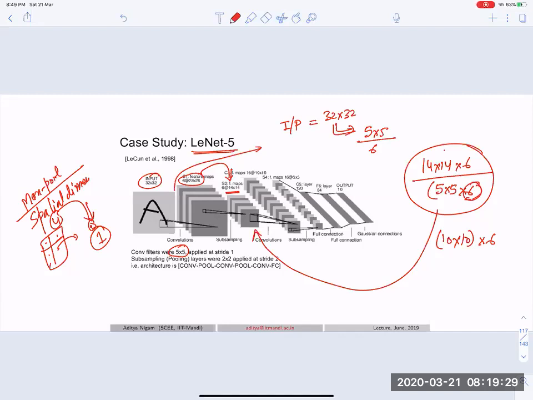And then you do the max pooling. So once you do the max pooling, you are going to get, so here he has actually applied 16, I'm sorry, here he has applied 16.